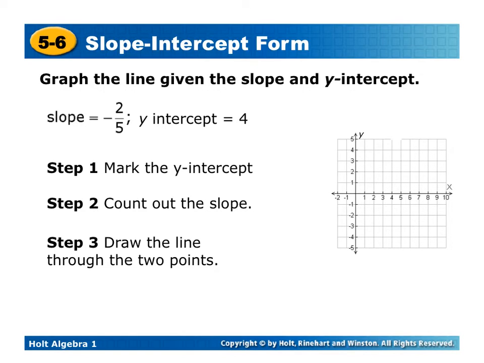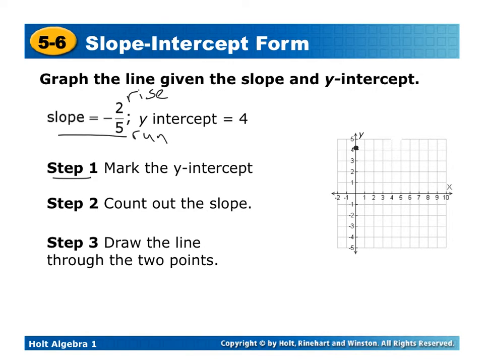In this situation, we are given a slope, which you remember is the rise, how much we go up or down, over the run. And we're also given the y-intercept. So for step one, we're going to graph or mark the y-intercept. In this case, our y-intercept is 4. So I'm going to graph a point on the y-axis at 4. Now we're going to count out the slope. So in this case, we're going to do our rise over run.